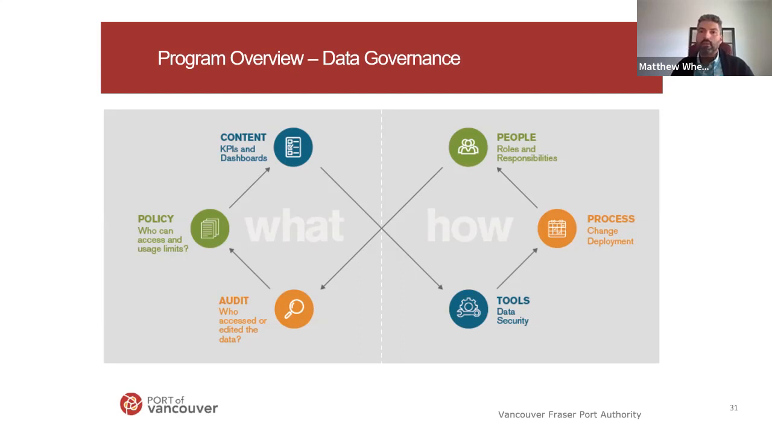So in terms of the governance, I think there are three key components of this, and this is data security, data access, and data usage. In terms of data security, data would be hosted on premise at the Vancouver Fraser Port Authority offices, and only port authorities would have access to the raw data.